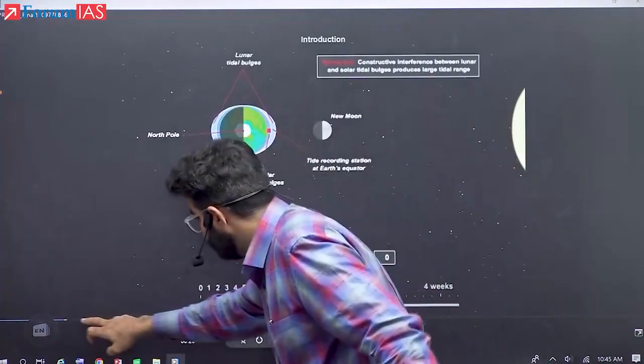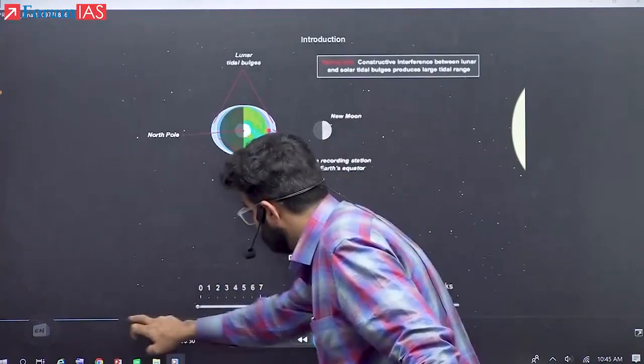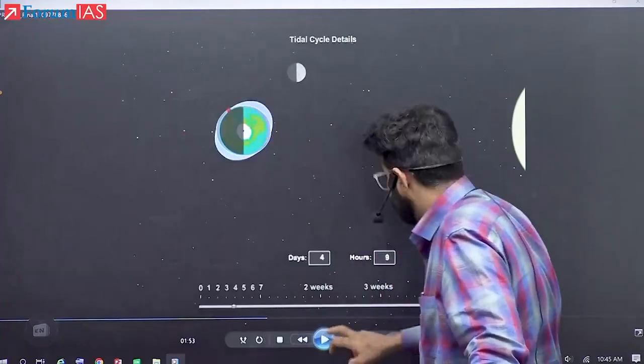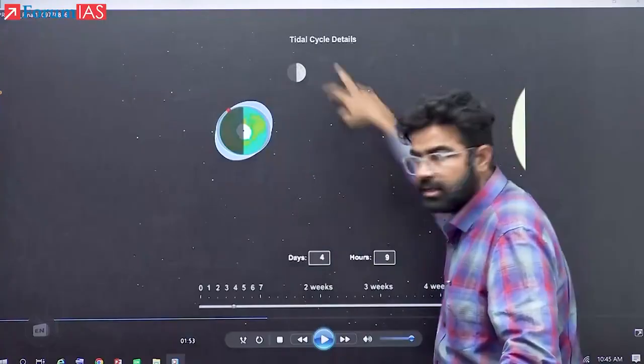Now, I just want to show you this video somewhat here. Move into and out of these bulges. The moon generates large tides. Yes, now see here. This is the sun and now we are considering this moon which is revolving around the earth.